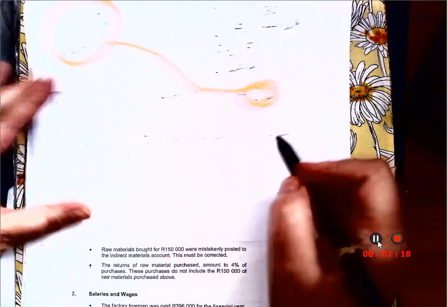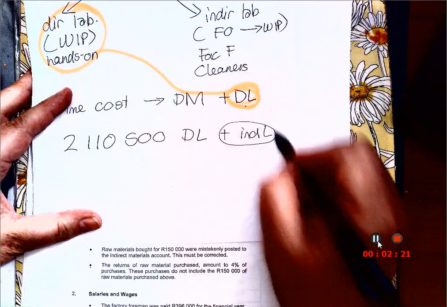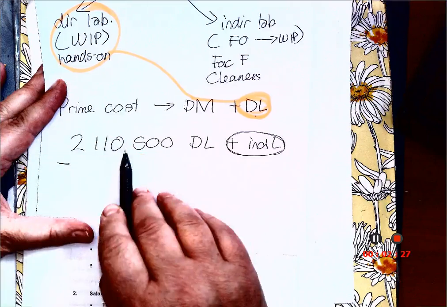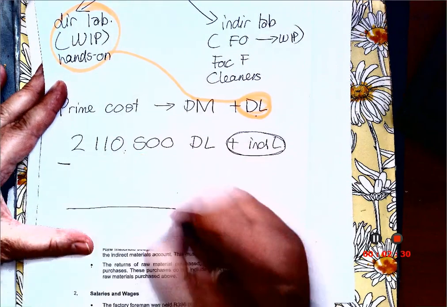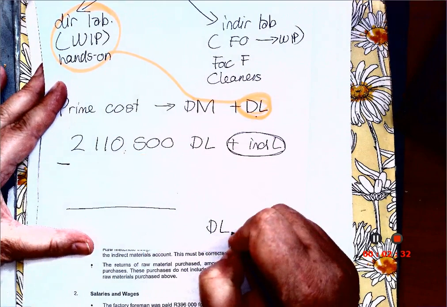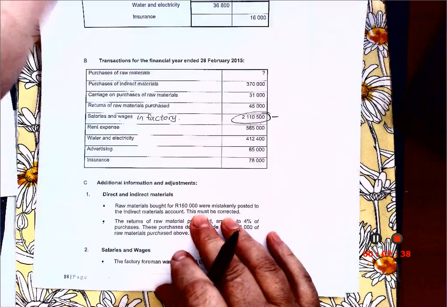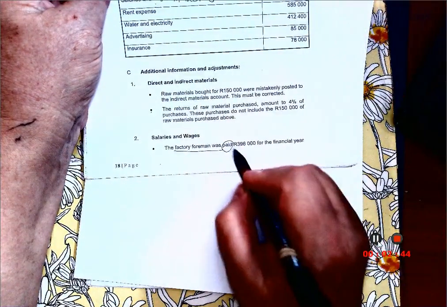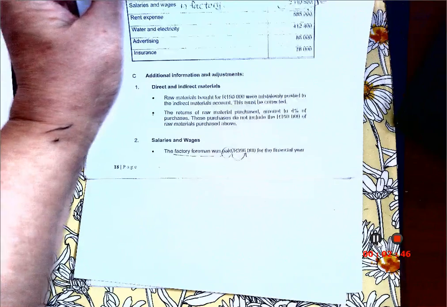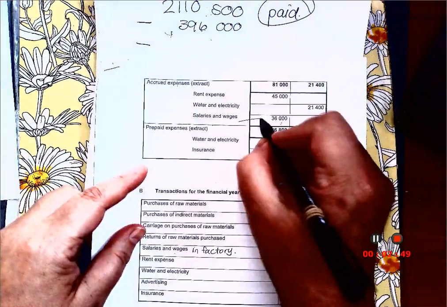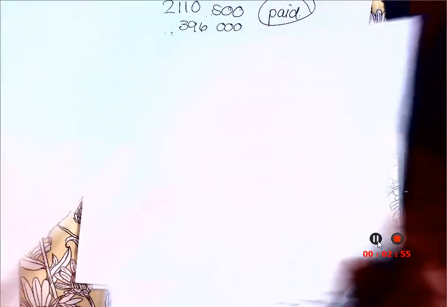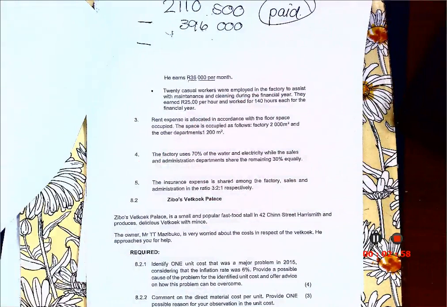Okay. So now what do I want to know? I want to know what is the indirect labor being paid, so that I can take it out of the total, so that I am left with the direct labor. Everybody with me? So now, if I look at the information they give me about the factory foreman, they say he was paid 396. And then they also tell me there's an accrued expense of 36. And they also tell me that he earns 36 a month.